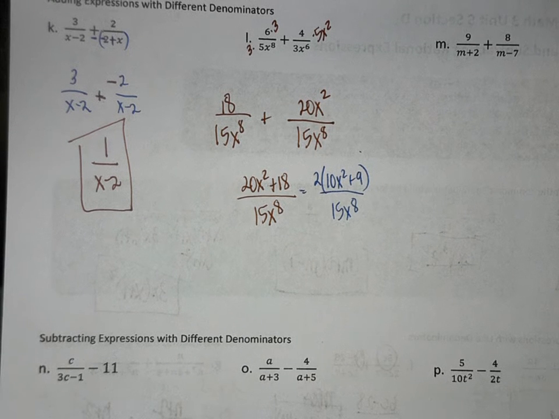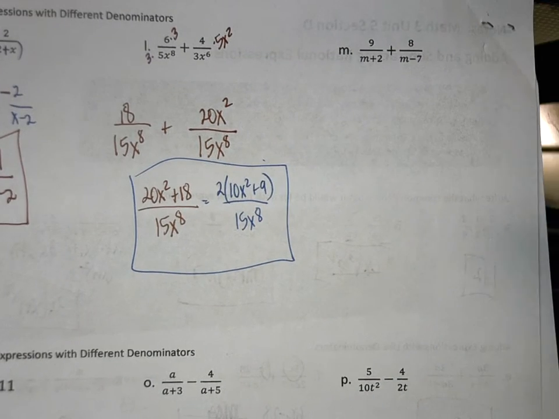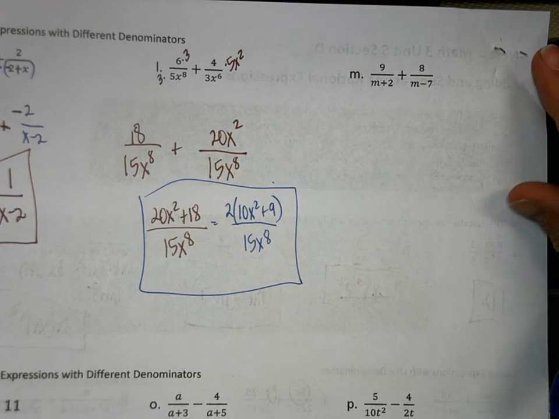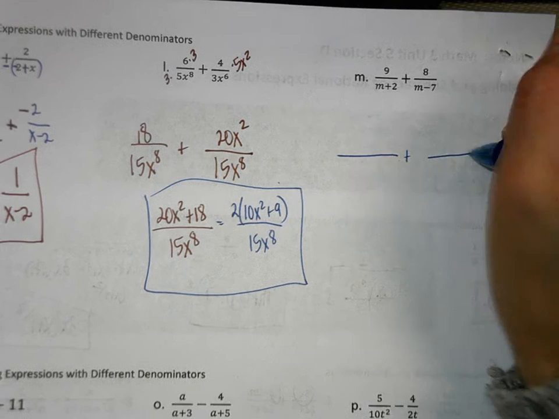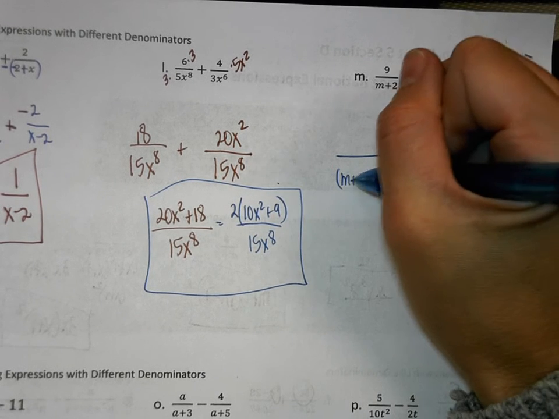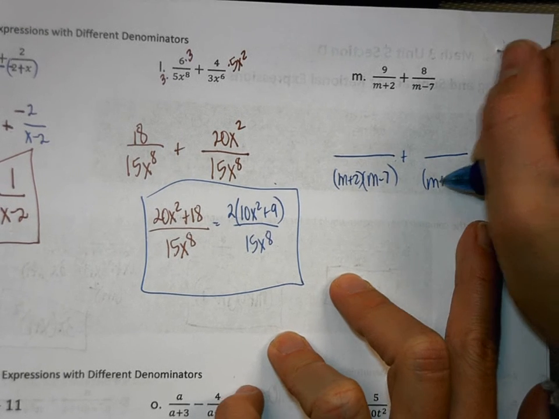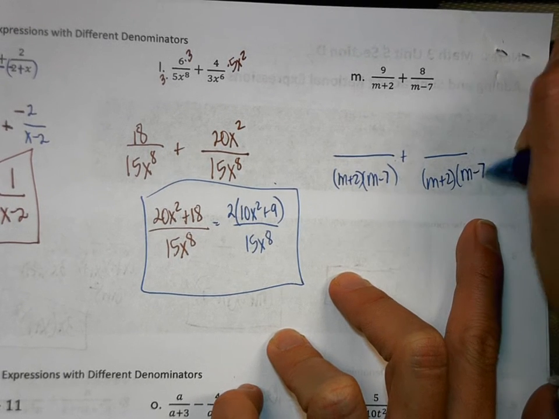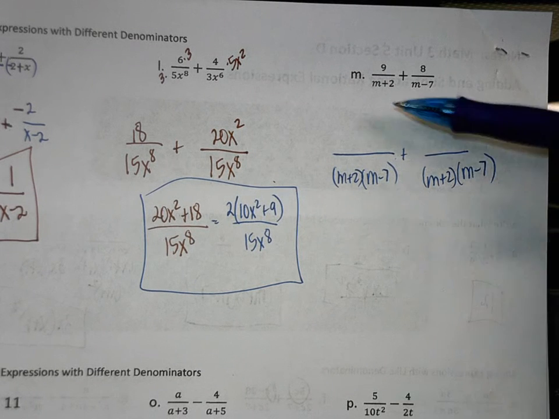Okay? Any questions? Okay. What would be my common denominator here? Very good. So I'm going to write two fractions adding together, and both of them will have m plus 2 and m minus 7. I'm going to leave them in factored form. Why? So we might end up canceling them out later. Exactly.